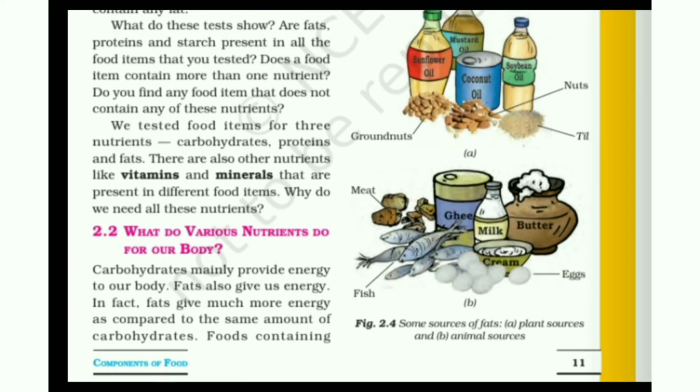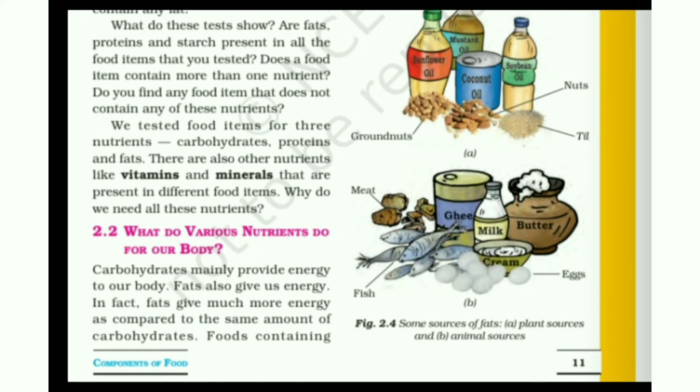So what do various nutrients do for our body? The first nutrient is carbohydrate. It gives energy to our body, right? And how can you know which food contains carbohydrate? Basically it tastes sweet, and the examples are potato, sugar, rice, sugarcane, papaya, mango, wheat, etc.